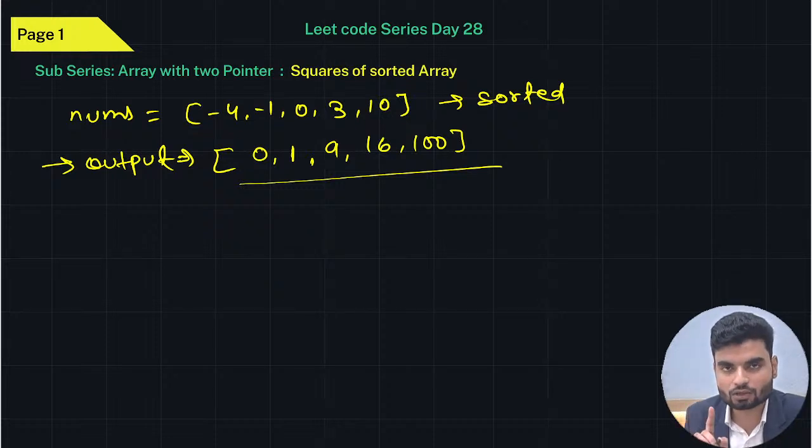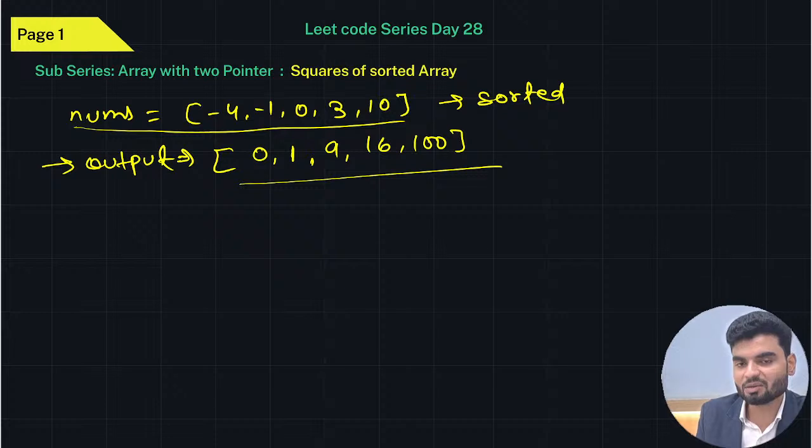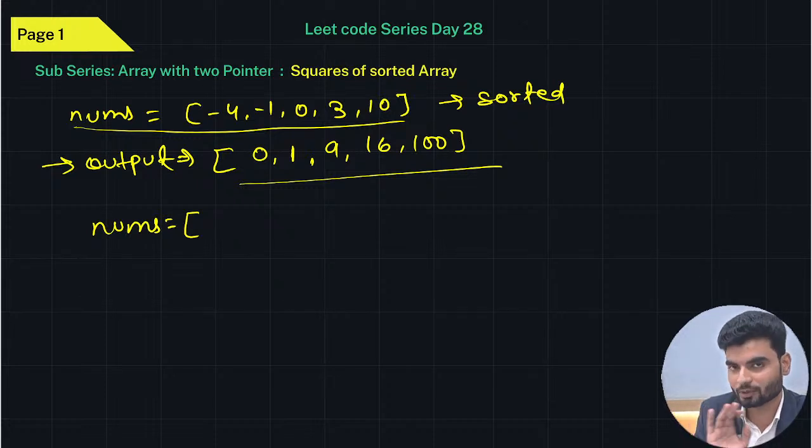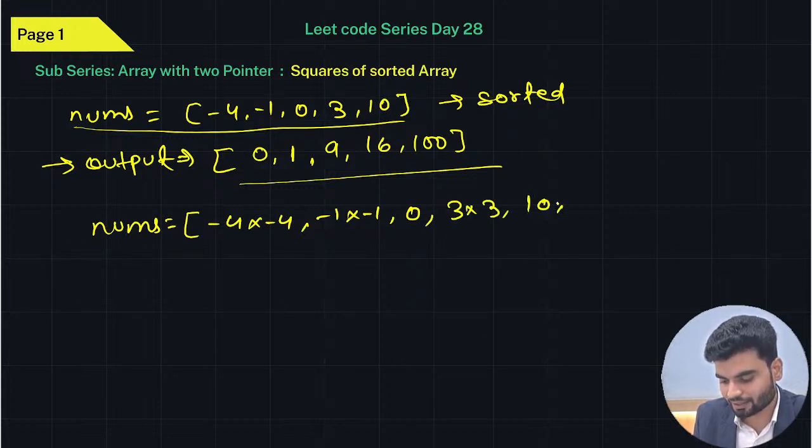The simple ideology in someone's brain is that we'll iterate this whole array and multiply every element with itself, which means I will have the same array nums, and every element will be multiplied by itself. We can iterate using a simple loop, where we'll update that particular index value with the square of that same element, right? So we can write here -4 multiplied by -4, comma, -1 multiplied by -1, comma, 0 multiplied by 0 becomes 0, 3 multiplied by 3, comma, 10 multiplied by 10.